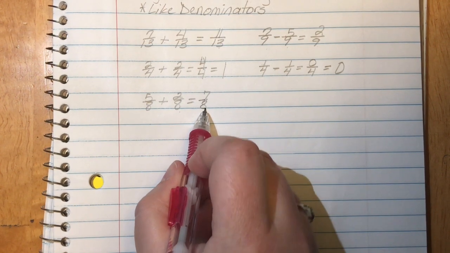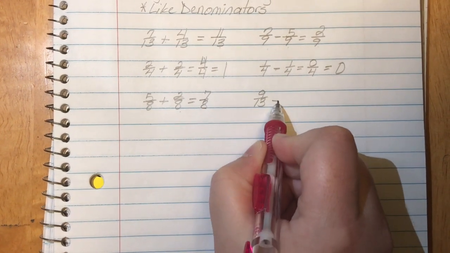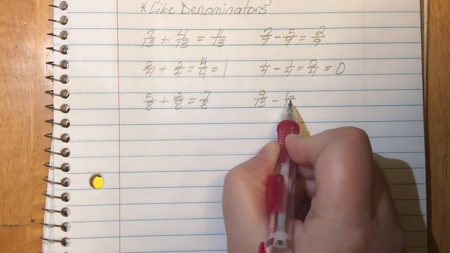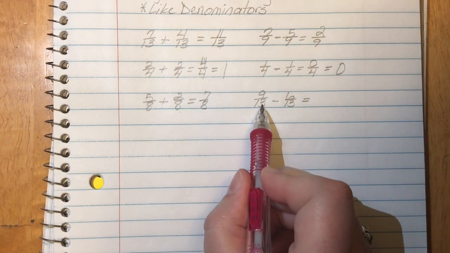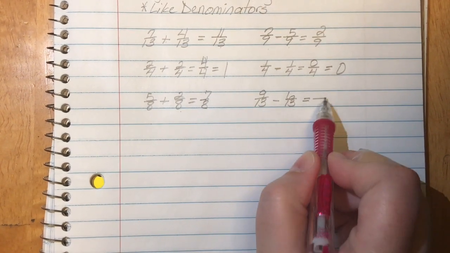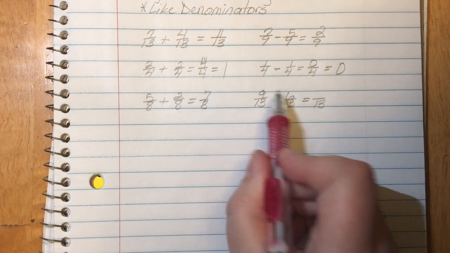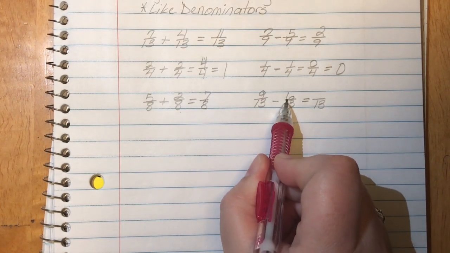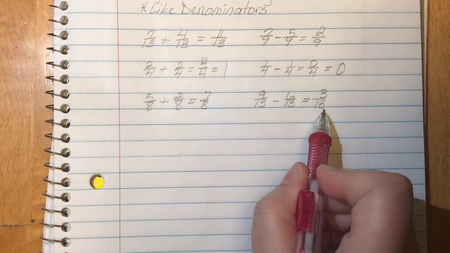Here's a subtracting problem to try. 9/13 minus 6/13. Again, you can pause the video to try this one. So, if I'm subtracting like denominators, my denominator stays the same. I'm going to subtract the numerators. 9 minus 6 gives me 3. So I end up with 3/13.